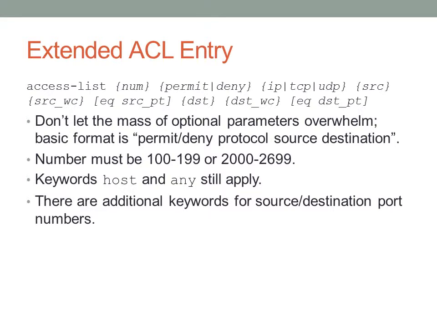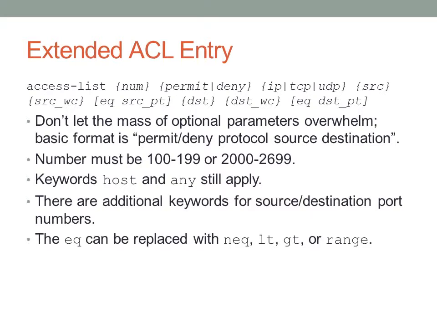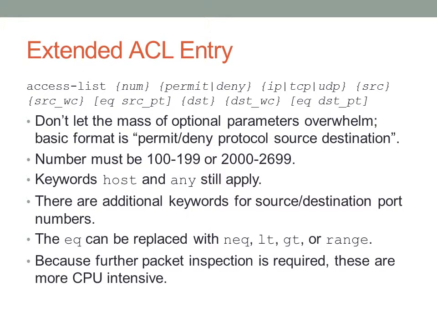There are additional keywords that you can use. Instead of specifying a port number, for example for port 80, you can use www. Instead of equal, EQ stands for equal, you can specify that an access list entry is equal to a particular port. You can also specify an entry that is not equal to a particular port, or possibly less than, or greater than, or possibly a range of different ports.